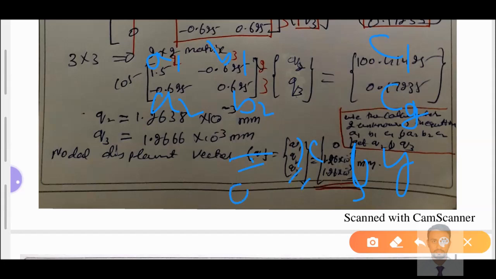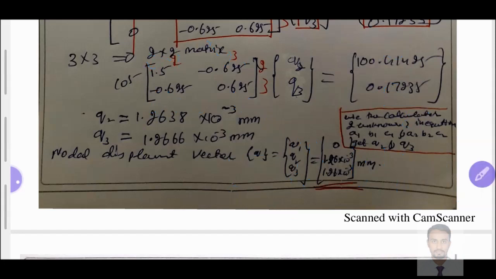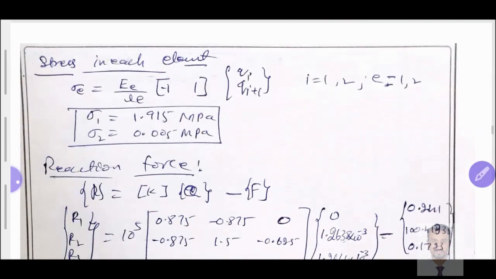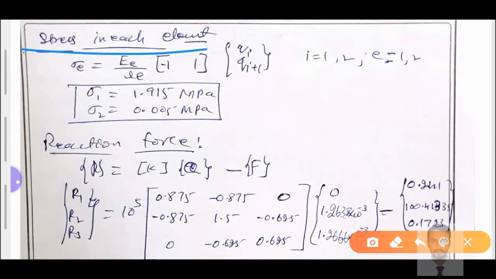X is equal to Q2, and Y is equal to Q3, the unknowns. You will get them by using the equation. No need to represent it, to reduce the time in your external examination. Like this you wanted to do. The nodal displacement vector we got is Q1 equals 0, Q2 equals 1.638 into 10 to the power of minus 3, Q3 equals 1.2666 into 10 to the power of minus 3 mm.